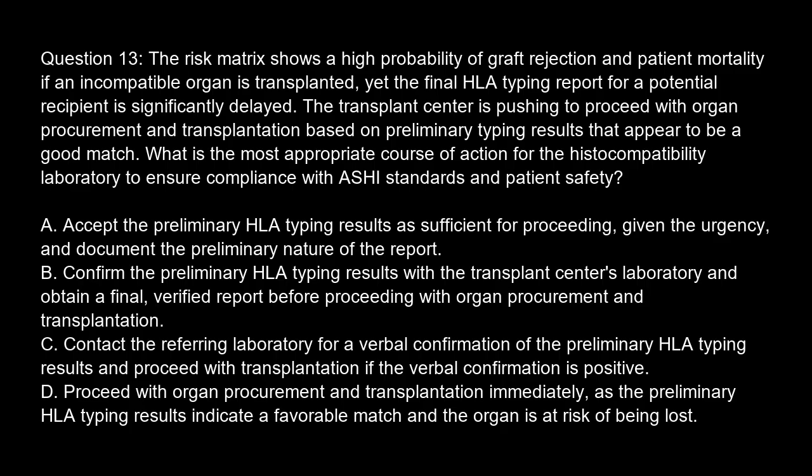Option A. Accept the preliminary HLA typing results as sufficient for proceeding, given the urgency, and document the preliminary nature of the report. Option B. Confirm the preliminary HLA typing results with the transplant center's laboratory and obtain a final, verified report before proceeding with organ procurement and transplantation. Option C. Contact the referring laboratory for a verbal confirmation of the preliminary HLA typing results and proceed with transplantation if the verbal confirmation is positive. Option D. Proceed with organ procurement and transplantation immediately, as the preliminary HLA typing results indicate a favorable match, and the organ is at risk of being lost.